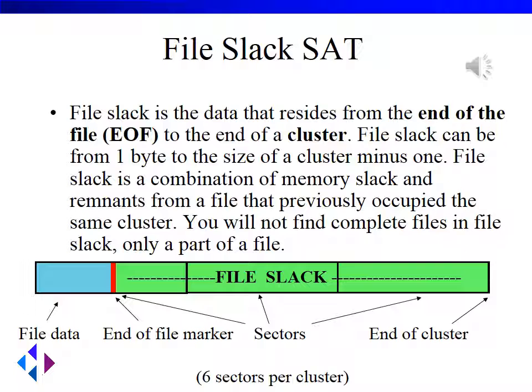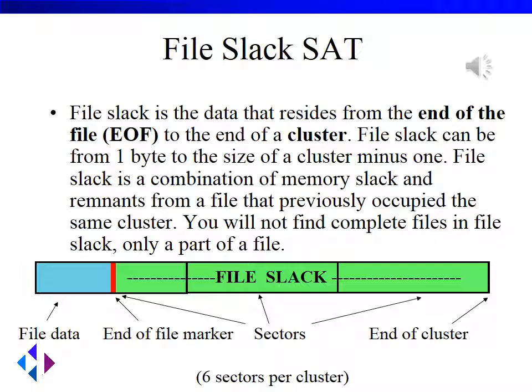File slack is the data that resides from the end of the file to the end of a cluster. File slack can be from 1 byte to the entire size of the cluster minus 1. You have to remember that file slack is a combination of memory slack and remnants from a file that was previously occupied in that same cluster. You will not find the complete files in the file slack, but only part of the files.